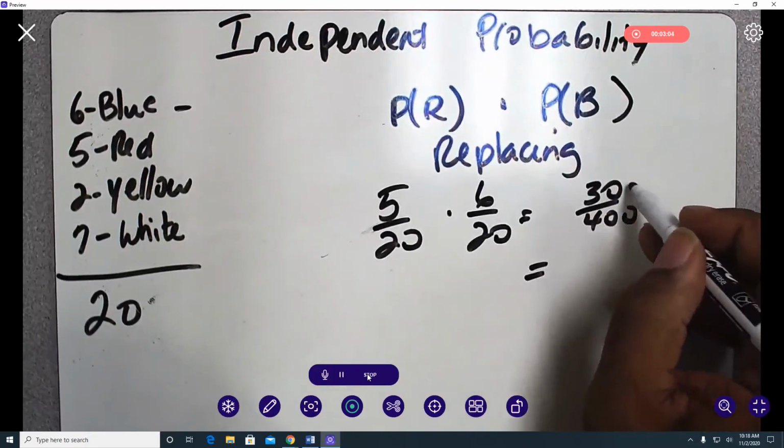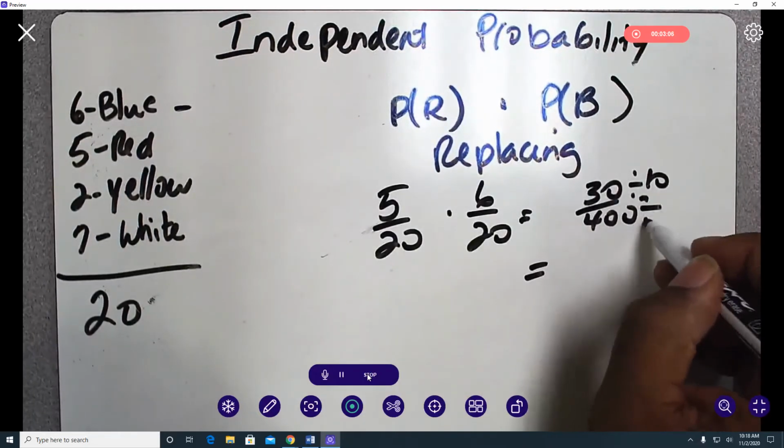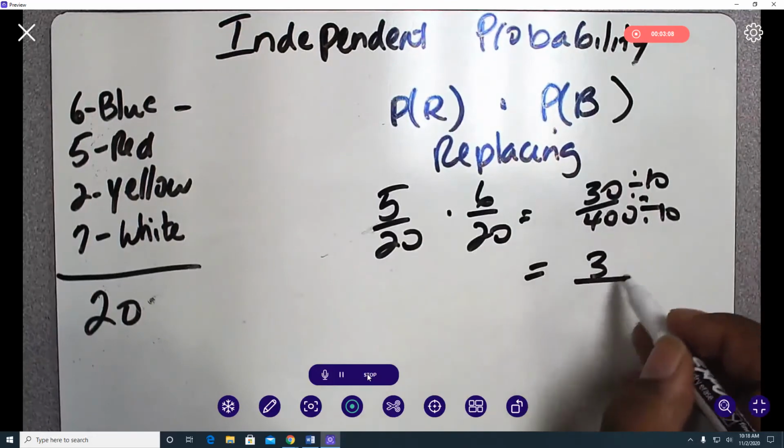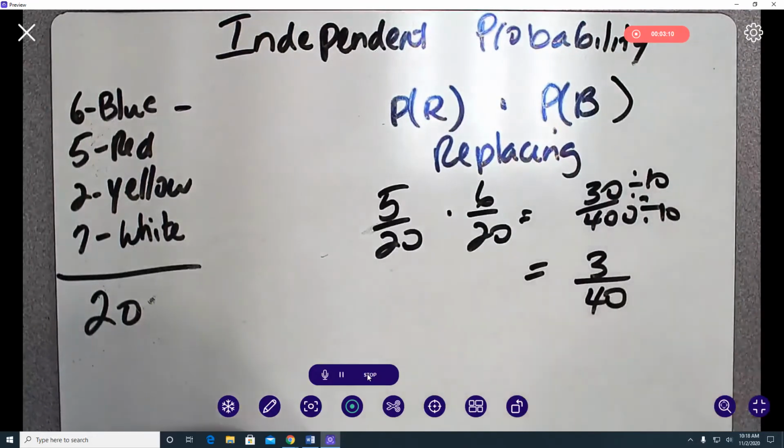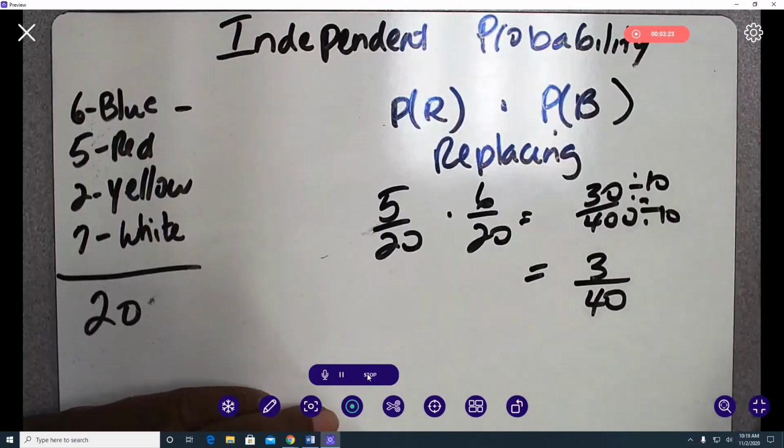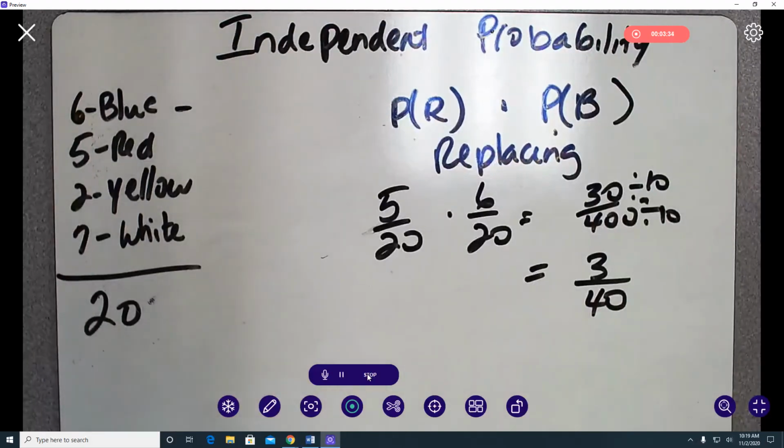We can simplify that by dividing the top and the bottom by 10. It'll be 3 over 40. So the probability of me pulling a red first, then a blue, is 3 over 40. All right? So the thing that we need to remember when we're doing probability for independent events is that we're going to replace whatever we pulled the first time. All right?